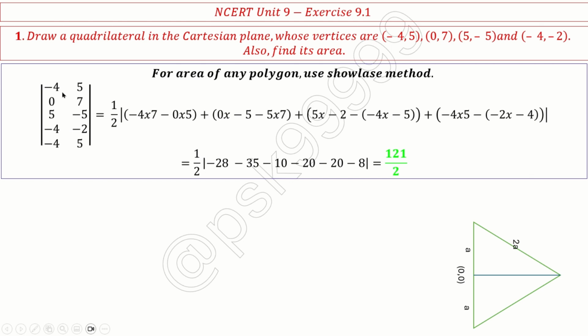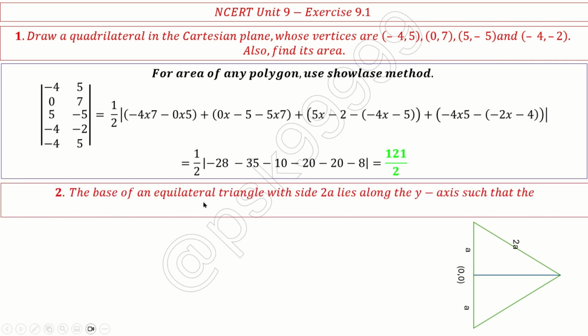It is the modulus of the points minus 4 comma 5, 0 comma 7, 5 comma minus 5, minus 4 comma minus 2. These are the 4 points given, and I'll repeat the first point again, minus 4 comma 5. Then it is half into: minus 4 into 7 minus 0 into 5, then 0 into minus 5 minus 5 into 7, then 5 into minus 2 minus minus 4 into minus 5, then minus 4 into 5 minus minus 4 into minus 2. If I simplify, I get 121 by 2. Hope you understood how to apply the shoelace method here.